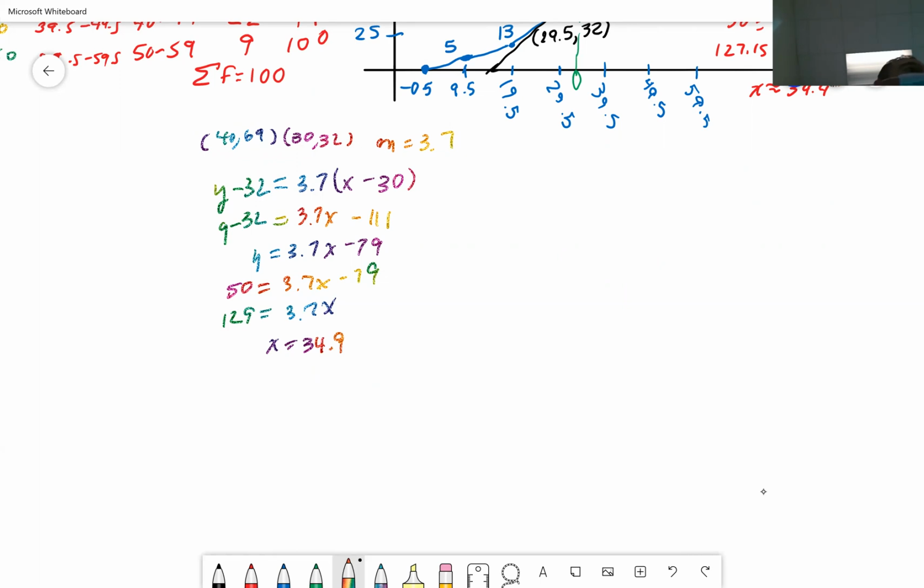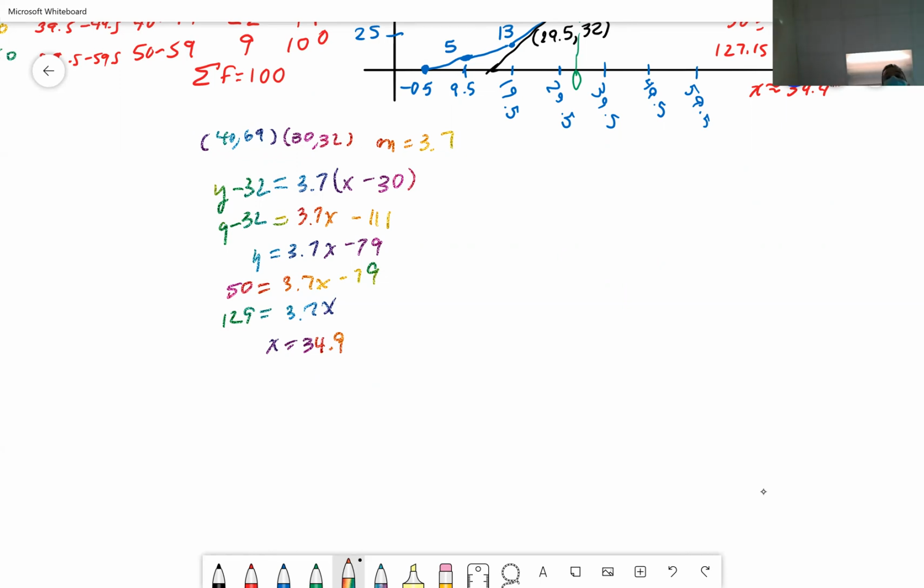Ta-da. So what's the difference between them? Well, one is an estimate 34.9, one is an estimate 34.4. Now you could have done this graphically and it would have been very precise. And you would get, okay, put 34.9, right? As long as you're showing your work, you're showing how you estimated it. You're showing, this is an estimate.